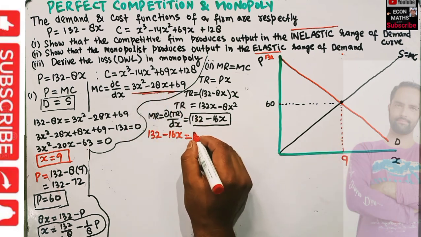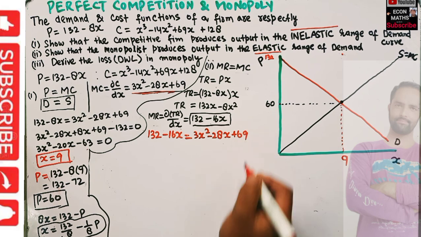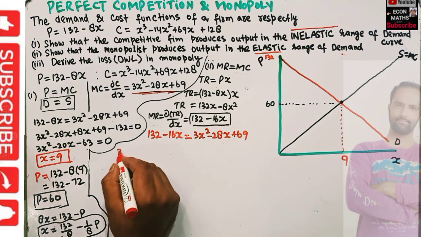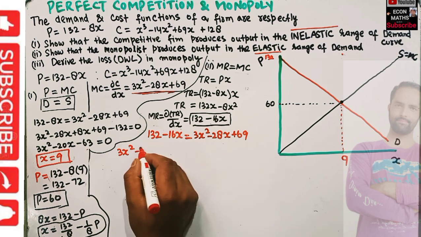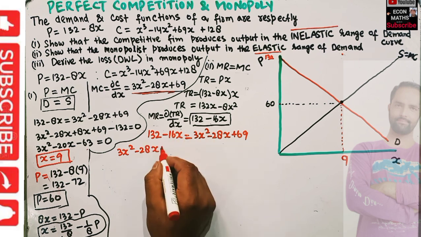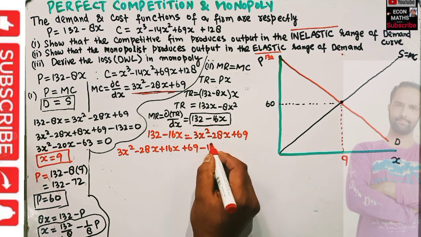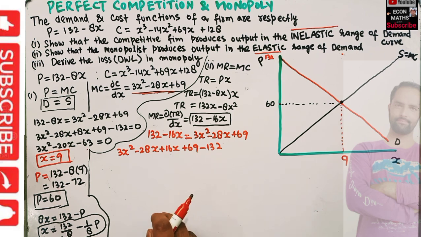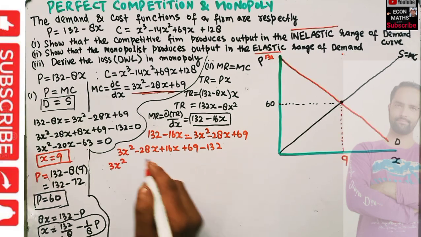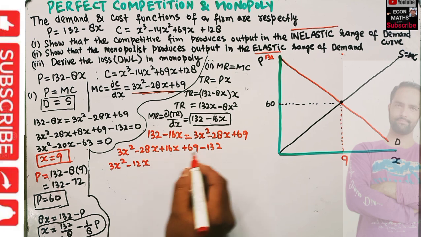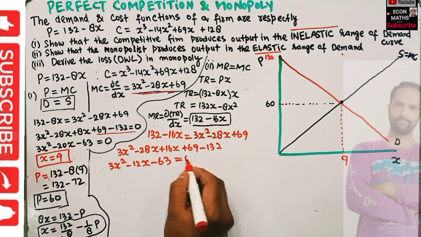So this is our marginal cost, that is 3x square minus 28x plus 69. Okay, now let's solve it again. So we have 3x square, then minus 28x, transposing this it will become plus 16x. Then we have plus 69 minus 132. So this comes out to be 3x square minus 12x, and 69 minus 132 we calculated, it came out to be minus 63, which should be equal to 0.